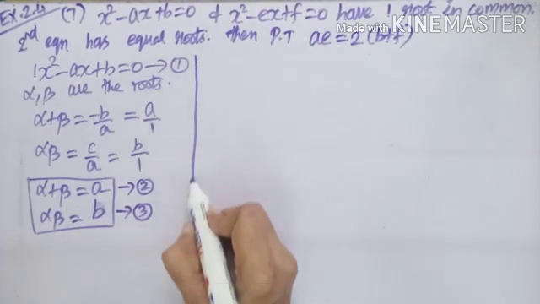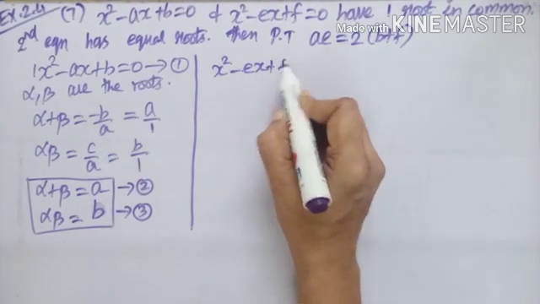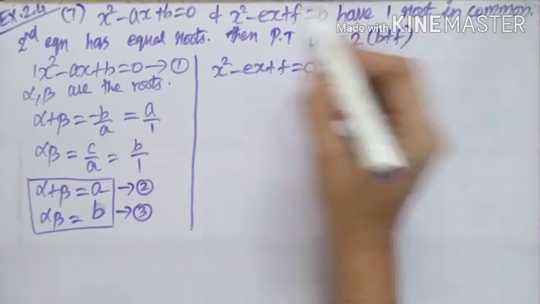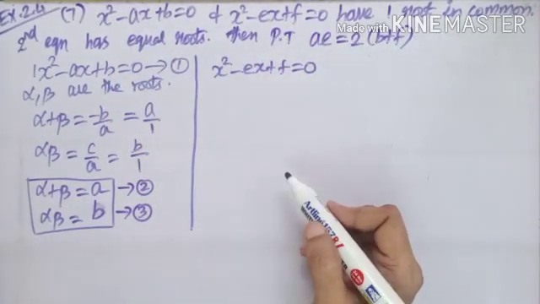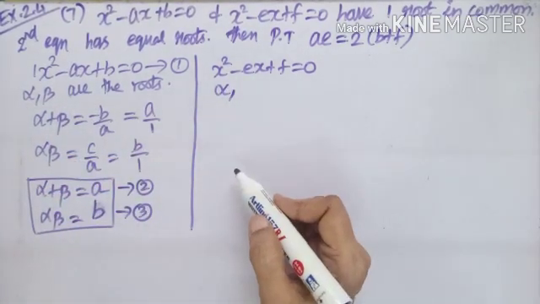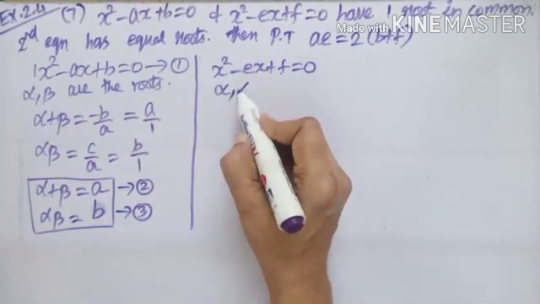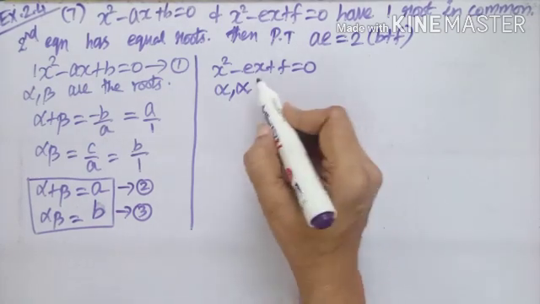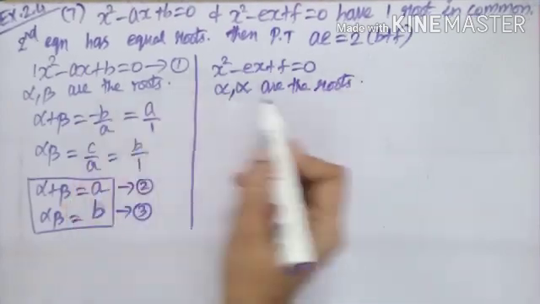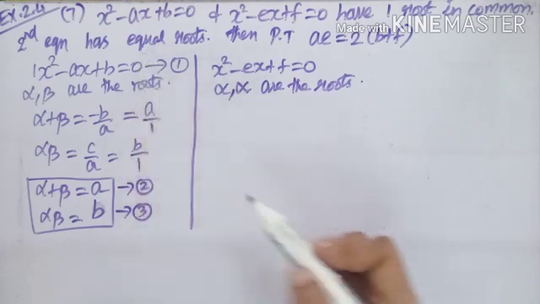Now we'll go on to the second equation. x square minus ex plus f is equal to 0. First condition states that both have one root in common. So out of alpha and beta, let me call alpha is the root. Second statement says they have equal roots. So the second root is also alpha. So alpha and alpha are the roots. See whether the condition is satisfied. One root is common and here both the roots are equal.